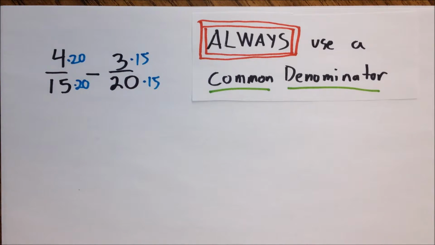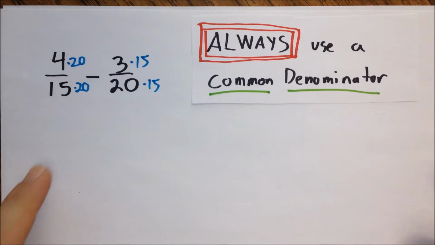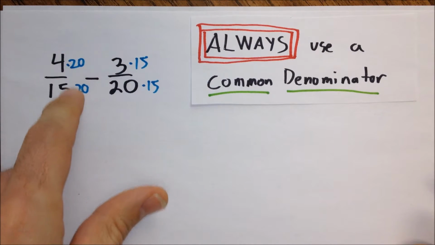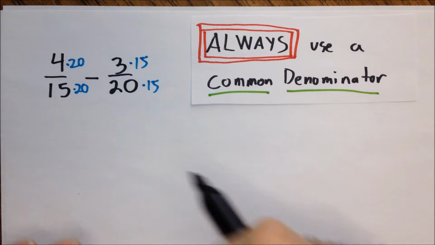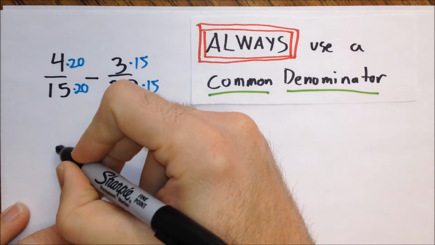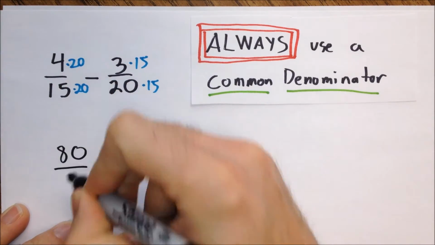And if you remember back to what we talked about when we did our simplifying section, if you multiply both the top and the bottom of the fraction by the same number, it doesn't change the value. You get an equivalent fraction. Now, we need to ask, what is 4 times 20? The answer is 4 times 20 is 80.